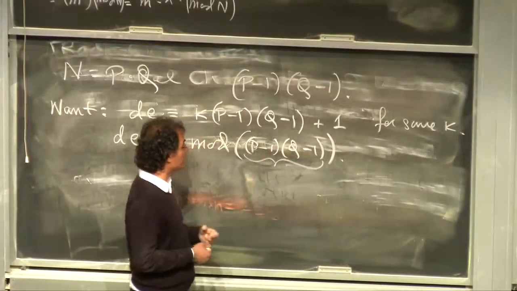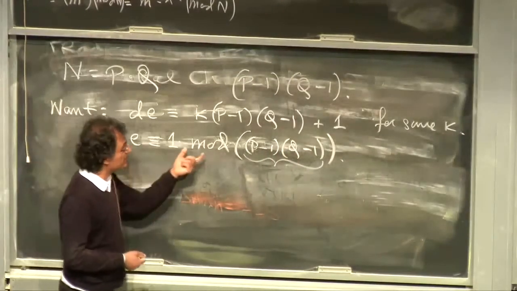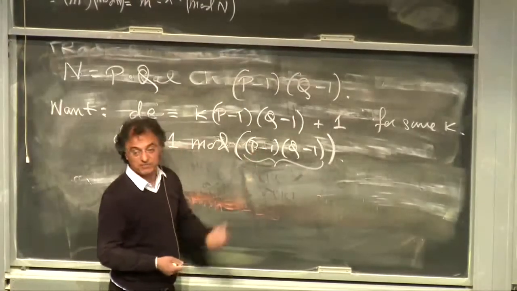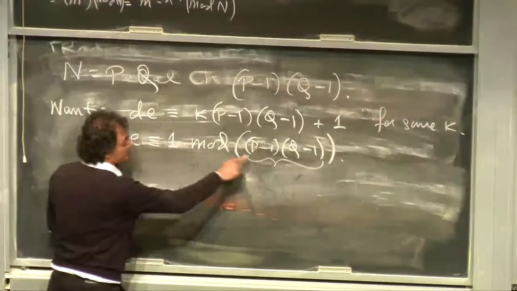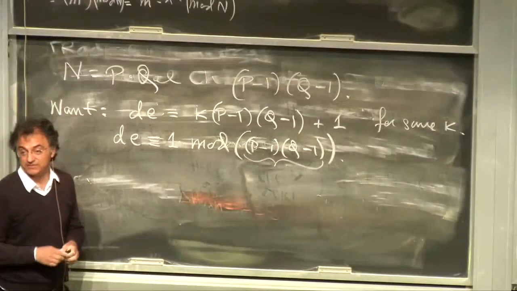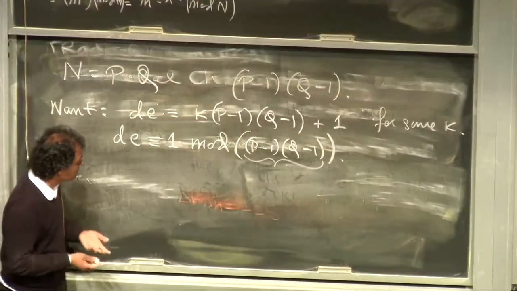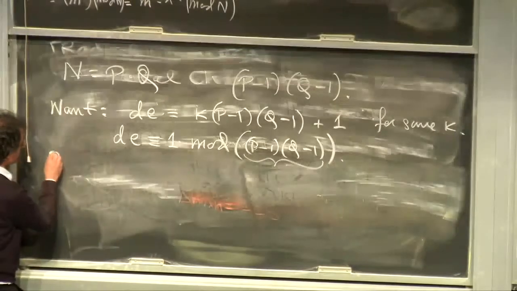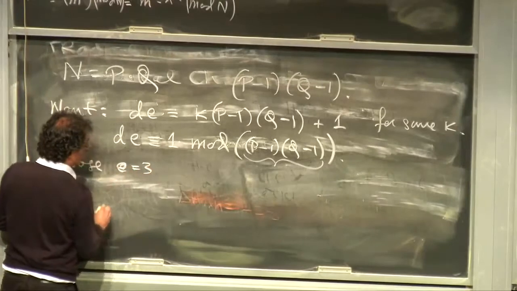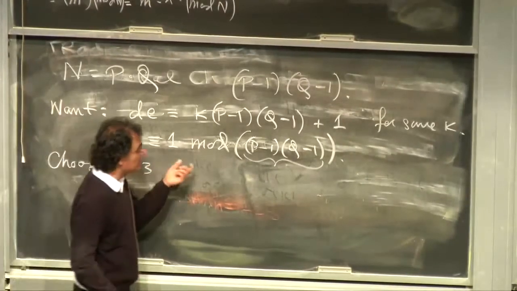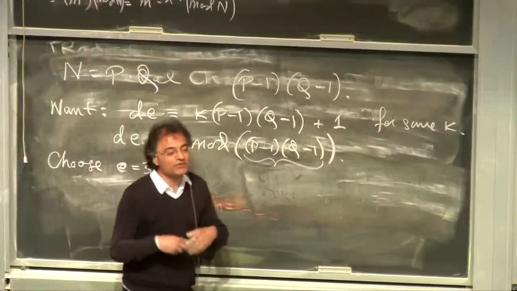So she knows p minus 1 and q minus 1. Now, all she has to do is pick two numbers d and e so that their product is 1 mod p minus 1 times q minus 1. In particular, it means that d and e have to be relatively prime to p minus 1 and q minus 1. Okay? Now, usually, what you do is you choose e equal to 3. But if you choose e equal to 3, you have to make sure that 3 does not divide p minus 1 and it doesn't divide q minus 1. But that's what you usually do in RSA.